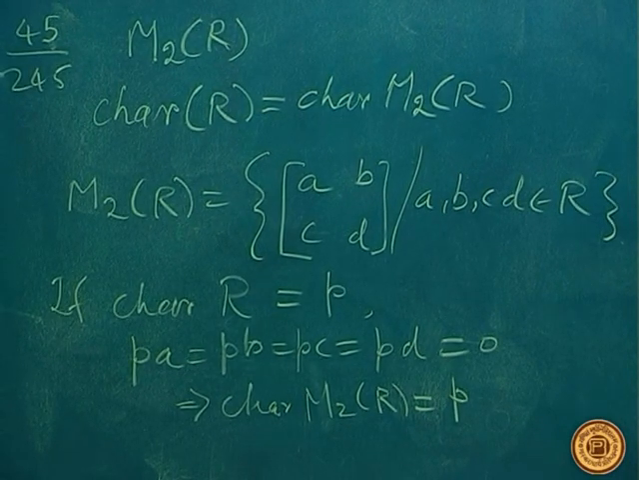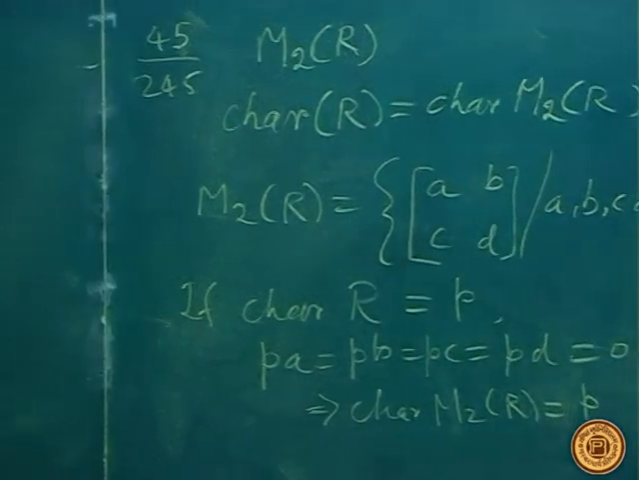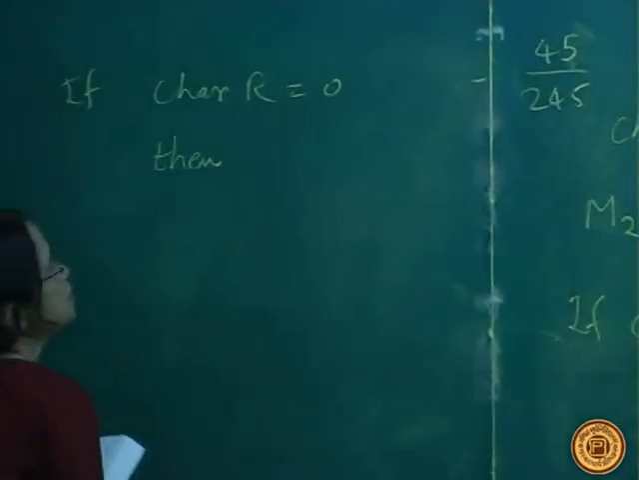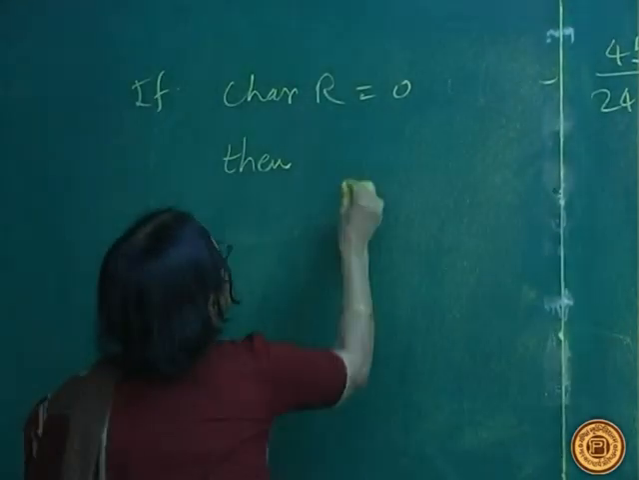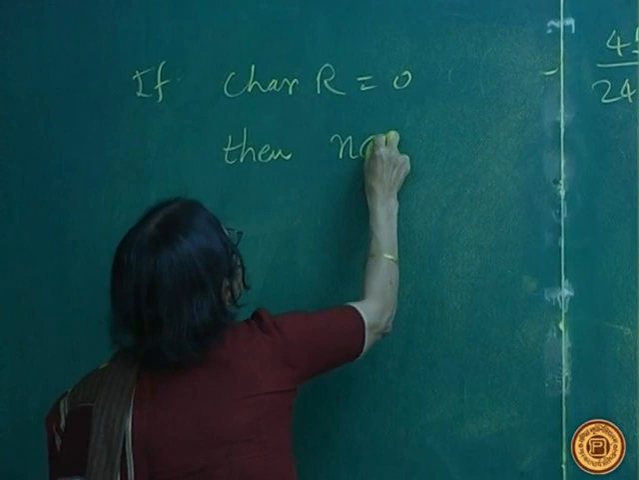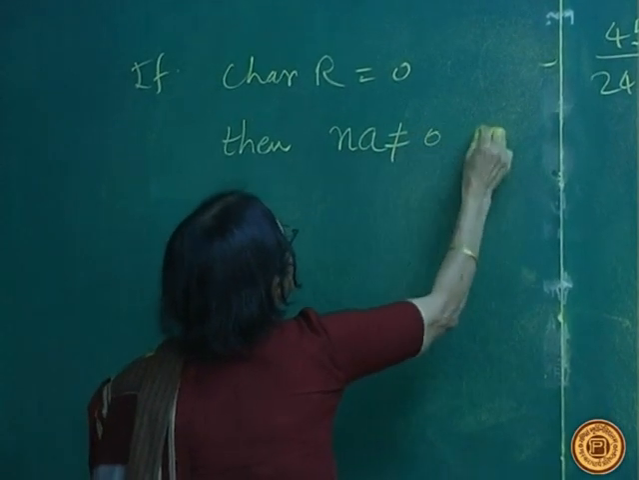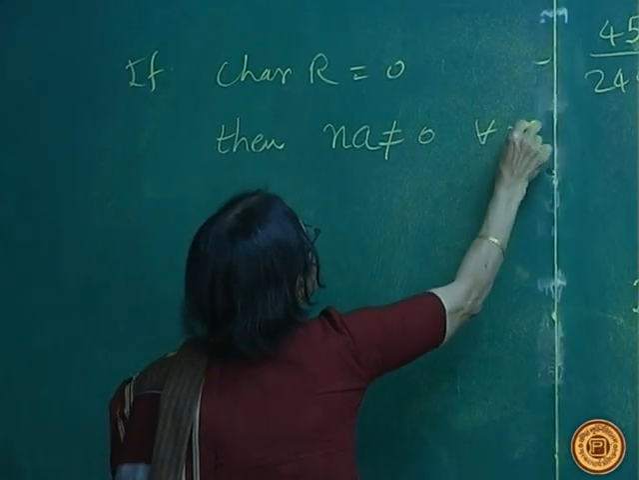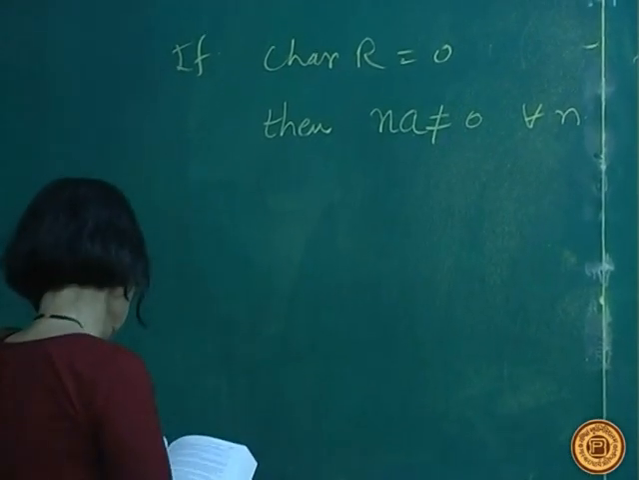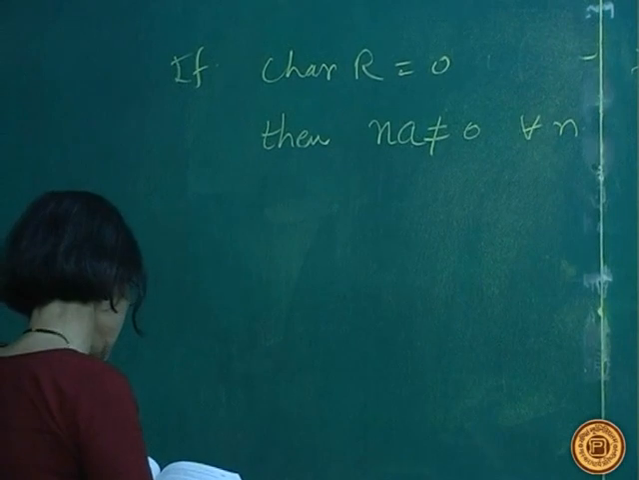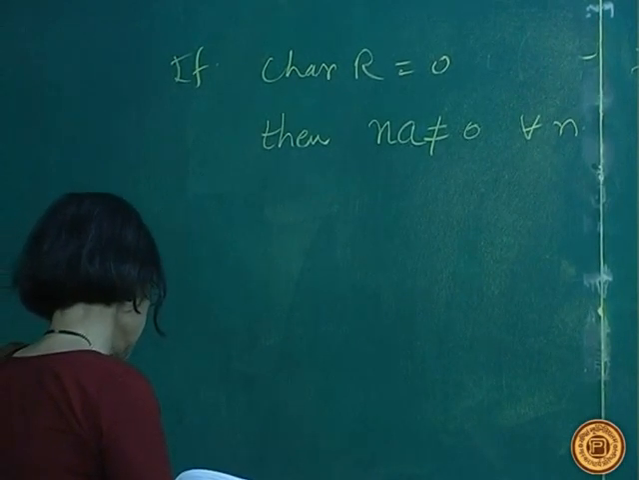If this, then for some a, na is not equal to 0 for all n. There will be an a there. What are the conditions now? R is just a ring, doesn't matter.